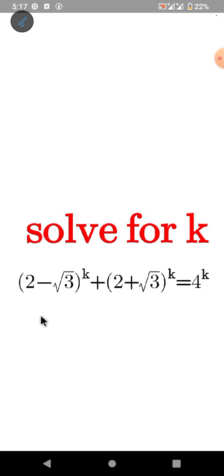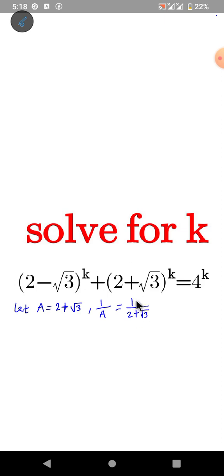Today I'm going to be solving this wonderful radical equation, and I'm going to start by saying let a be equal to 2 plus root 3. Then if a is equal to 2 plus root 3, then 1 all over a will be equal to 1 all over 2 plus root 3.